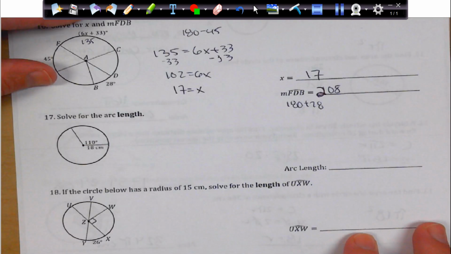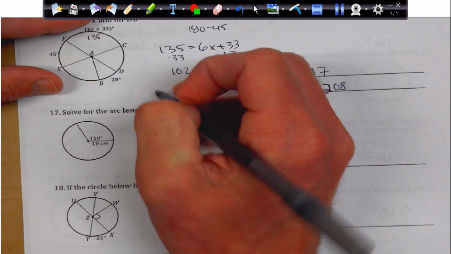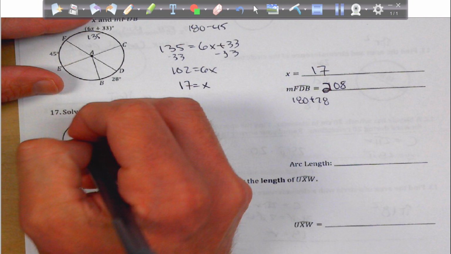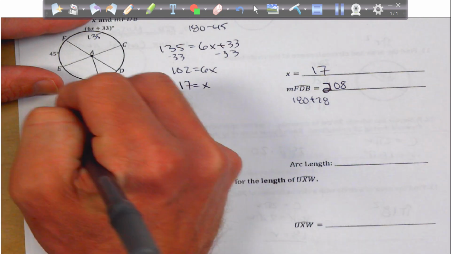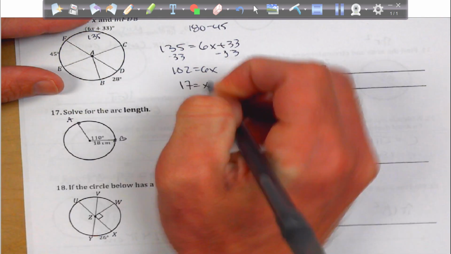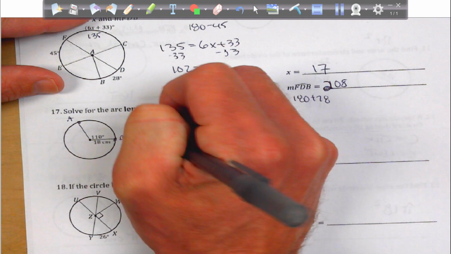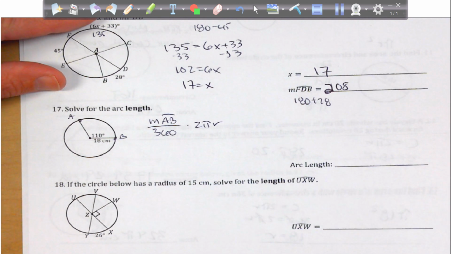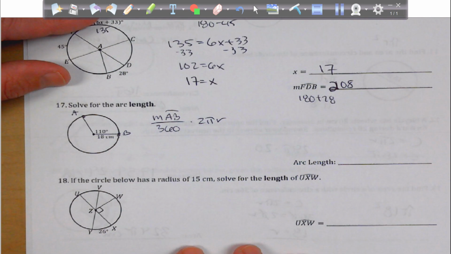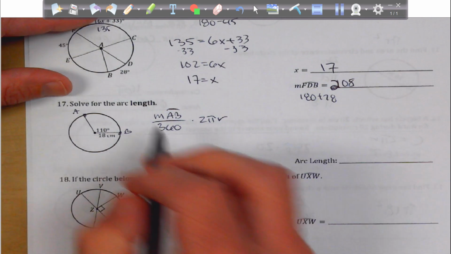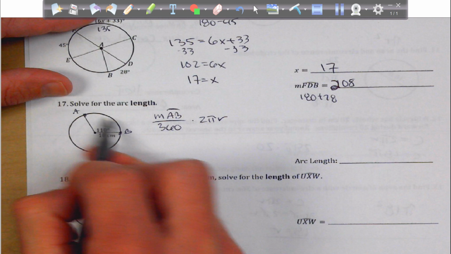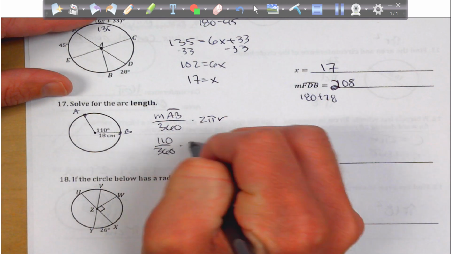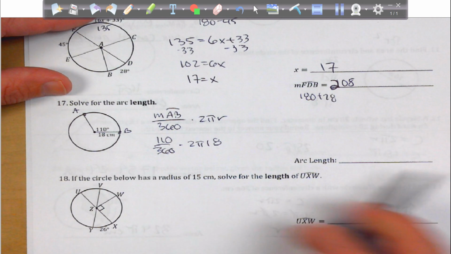So arc length is when we're going to do the measure of the arc. So here, this is unfortunate, I don't think the letters came through, but we'll just call it AB. So it's the measure of arc AB over 360 times 2 pi r. So length has to do with circumference, area of the sector has to do with area. So we're going to use this formula. 110 is the measure of the arc, and then 18 is the radius. We just kind of plug that in.